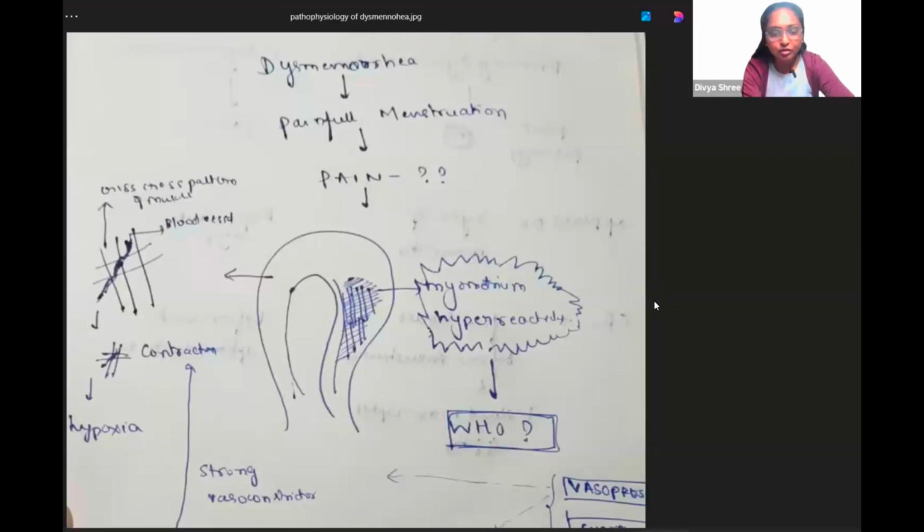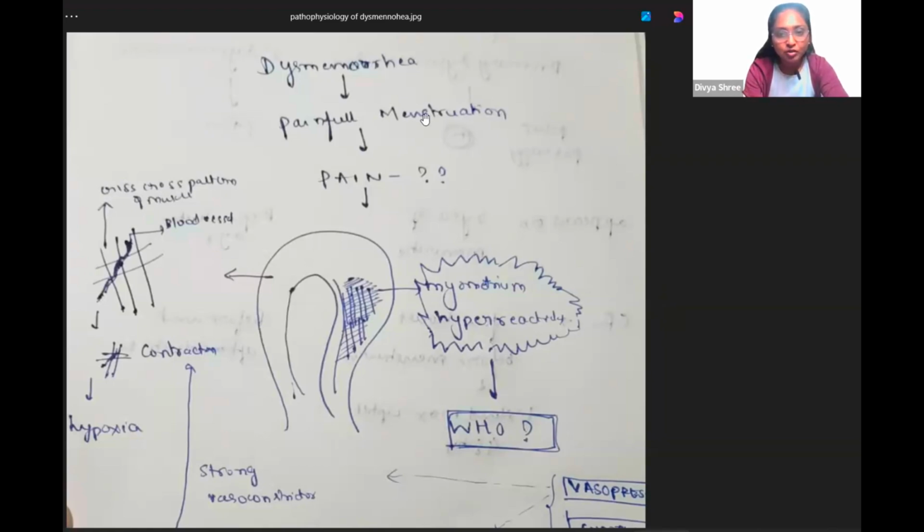So good evening everyone. Today let us understand what is dysmenorrhea. Primarily dysmenorrhea means painful menstruation. There are a lot of classifications for this dysmenorrhea, like primary dysmenorrhea and secondary dysmenorrhea. Let us understand first the pathophysiology, and then we will move to the different classifications.